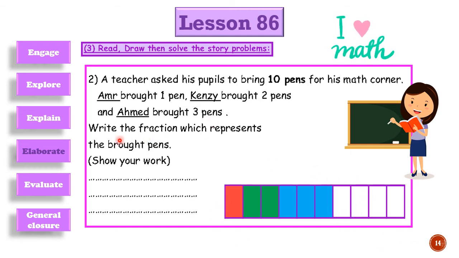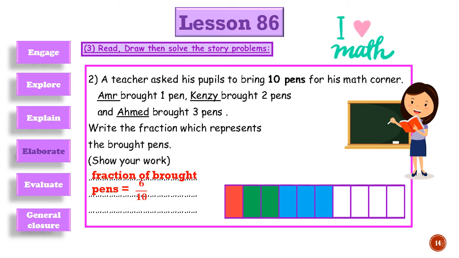Okay, then continue reading. Write the fraction which represents the broad pens. The broad pens only. How many here? Count 1, 2, 3, 4, 5, 6, which are colored. 6 pens. Now let's write down here. Fraction of broad pens will be how many out of all? All are 10. And the broad pens are, yes, 6. It will be 6 tenths.